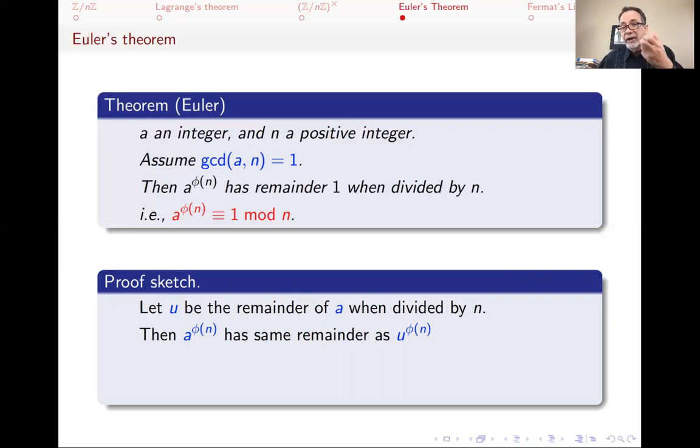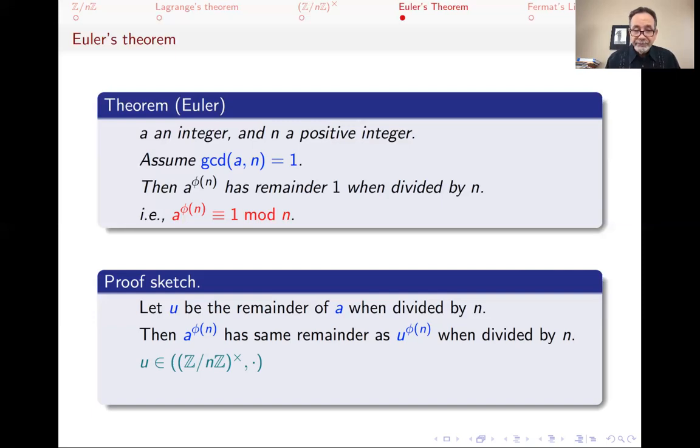So whatever the remainder of u squared when divided by n is the same as the remainder of a squared. And you can repeat that. a cubed has the same remainder as u cubed, and so forth. And a to the phi n will have the same remainder as u to the phi n. And then u is an element of Z mod nZ. It's a unit in Z mod nZ. It's between 1 and n.